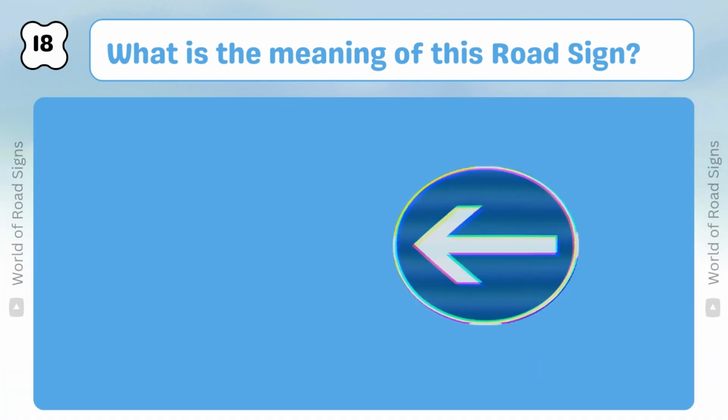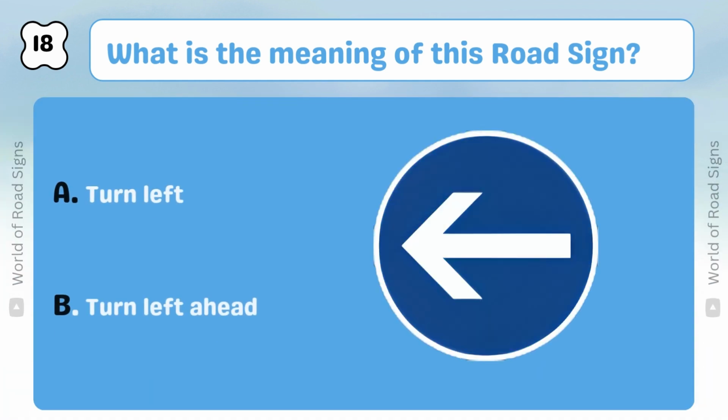Question 18. What instruction does this sign give? A. Turn left. B. Turn left ahead. Option A is the right answer. Turn left.